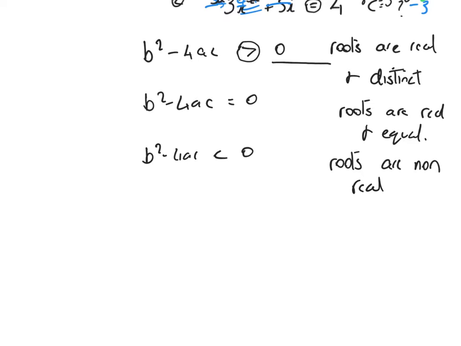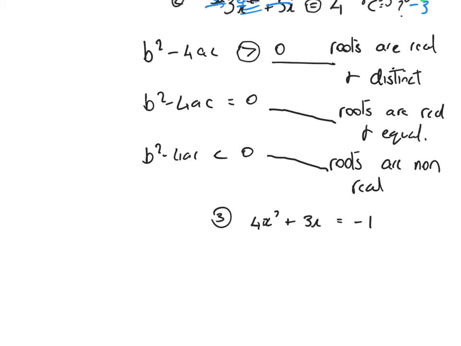So when it's greater than 0, the roots are real and distinct. When it's equal to 0, the roots are real and equal. When it's less than 0, the roots are non-real. Okay, let's try example 3. 4x squared plus 3x is equal to minus 1.